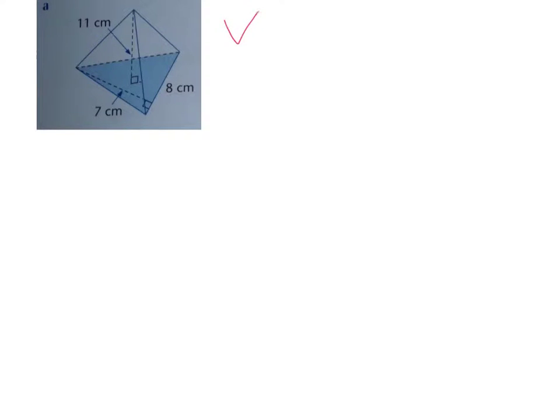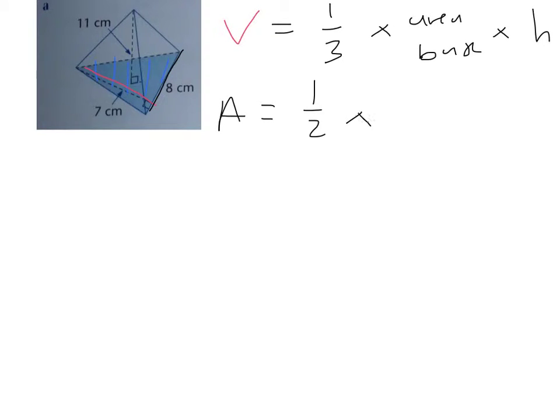To get the volume of this pyramid, we have to do 1 over 3 times the area of the base times the height of this whole pyramid. So remember, the area of the base, in this case we have the base being a triangle. So we have the height, which is the line down right here, and we also have the breadth, which is the line over here. So to get the area first of the base, we have to do half times the height, which is 7, times the breadth, which was 8.